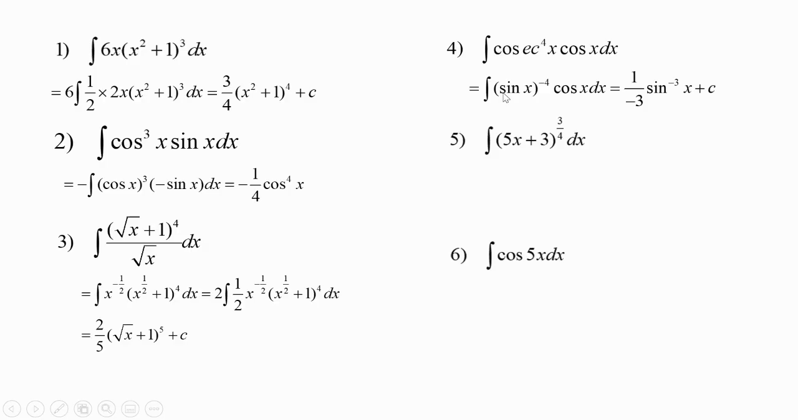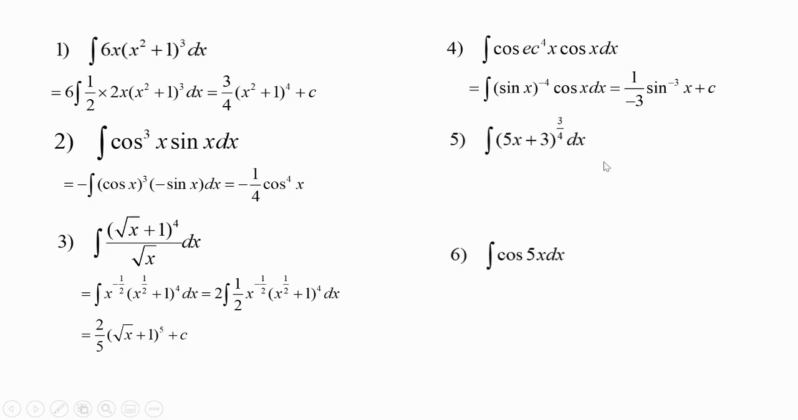Now, if I look at that, the derivative of sine is cos, so I'm happy with that. I don't have to do any changes. So I go and integrate that, and I get 1 over minus 3 sine to the minus 3x plus c. The derivative needed to be minus sine, and so I need to compensate with that negative.